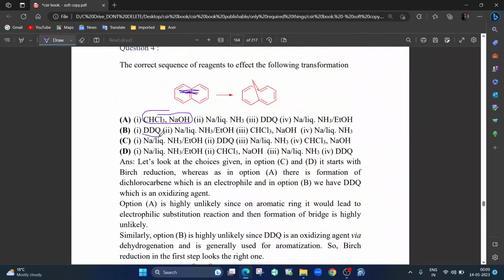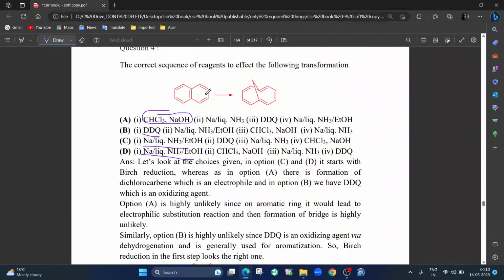B is DDQ. Now DDQ is an oxidizing agent, basically dehydrogenates and oxidizes molecule. It is generally used for aromatization of molecule which has capability of becoming aromatic. And third one is third and fourth, both of them, first step if you see, it is basically Birch reduction, right? So when you do the Birch reduction, they will give you Decalin system, and then it will be easy for the reaction to occur.